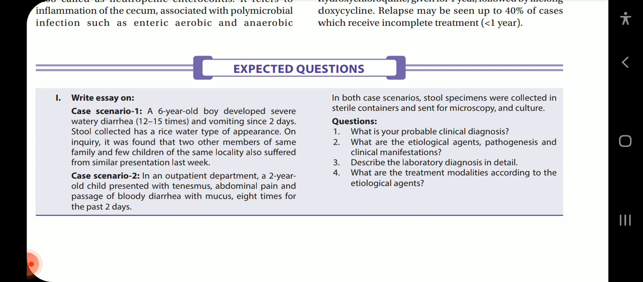In the second case scenario, in an outpatient department, a 2-year-old child presented with tenesmus, abdominal pain, and passage of bloody diarrhea with mucus 8 times for the past 2 days. So this can be a case of shigellosis. Okay, now the questions: what is the probable diagnosis, the etiological agents, pathogenesis, clinical manifestations, the lab diagnosis, and the treatment modalities. You can write according to the detailed study.